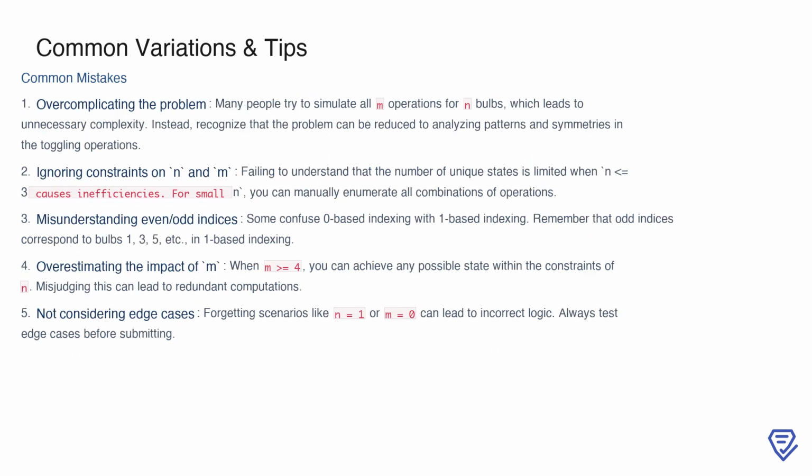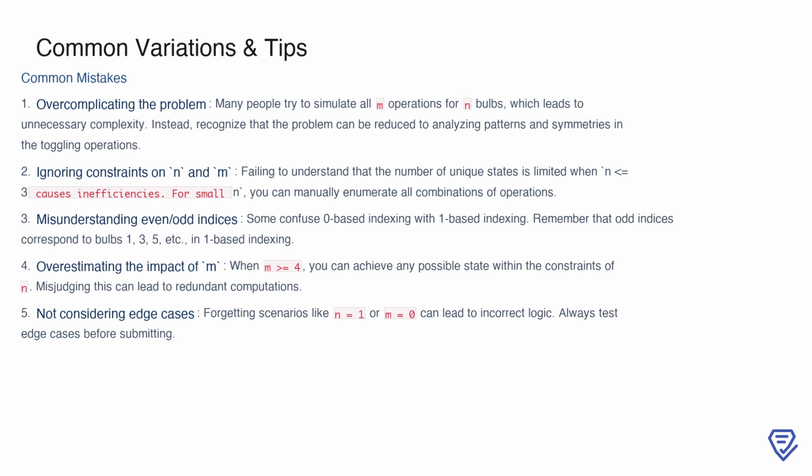One common mistake in this problem is overcomplicating the solution. Many people attempt to simulate all possible operations for every bulb, but this approach introduces unnecessary complexity. Instead, focus on identifying patterns and symmetries in how the bulbs toggle. Another frequent pitfall is overlooking the constraints on the number of bulbs, n, and the number of operations, m. When n is 3 or less, the number of states is inherently limited, and you can manually enumerate all combinations of operations to simplify your analysis.